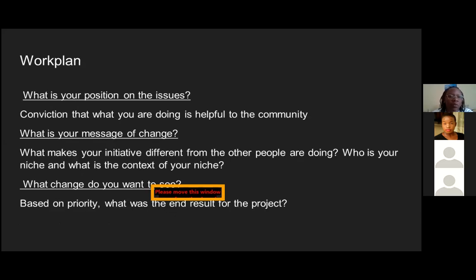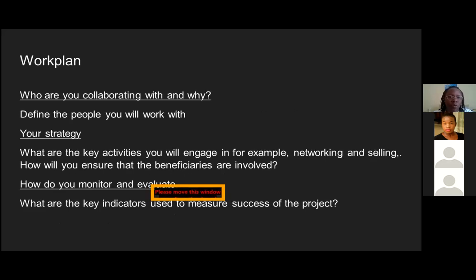And then of course, what is your position on the issue? Clearly articulate it. The conviction of you offering emotional support to children who've been through children's homes. And then what is your message of change? Very, very clearly articulate your message of change in your work plan. And then what change do you want to see based on the priority? What is the end result of the project? So you document all that.